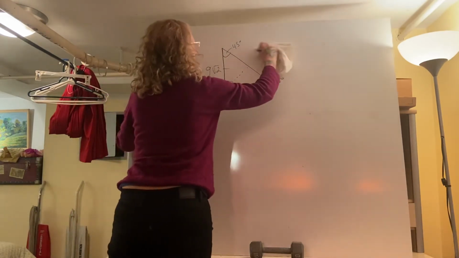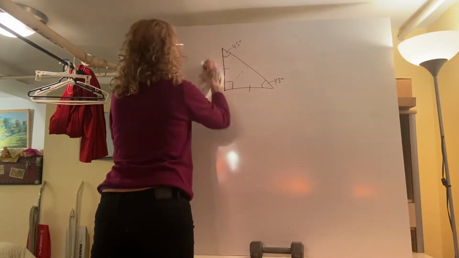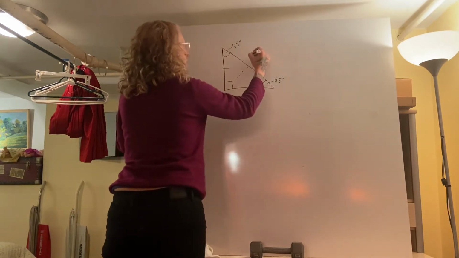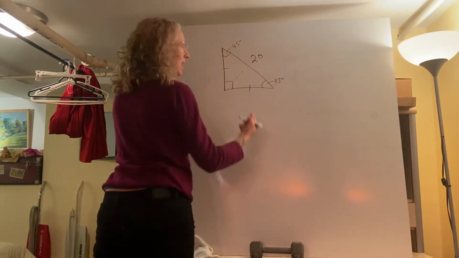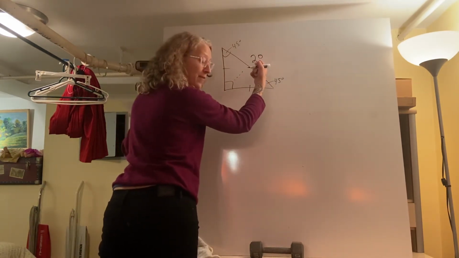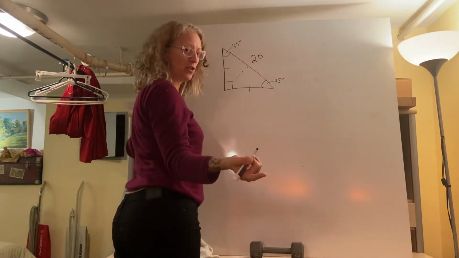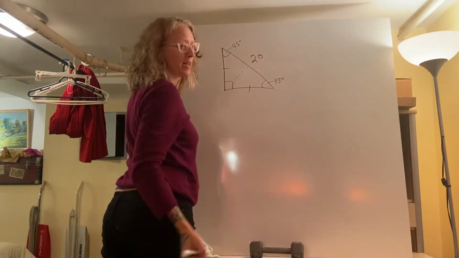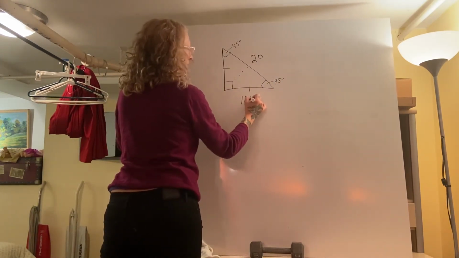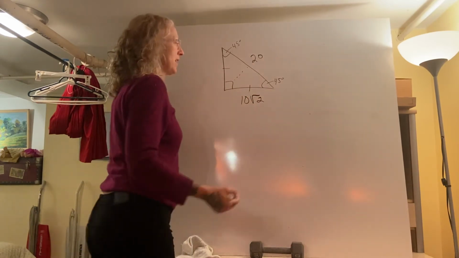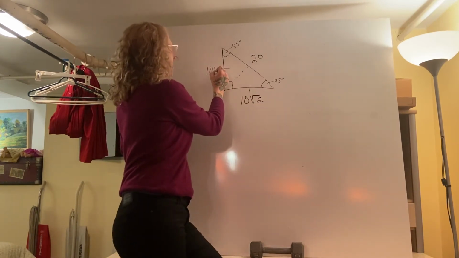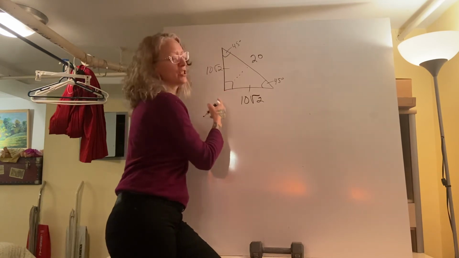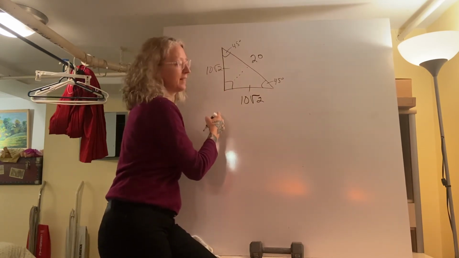If I have another number, let's say I have the hypotenuse is 20, okay? The leg is going to be half of 20 times the square root of 2. So 20 divided by 2 is 10, so 10 square root 2. So this other leg is going to be 10 square root 2. This is just for 45, 45, 90, okay?